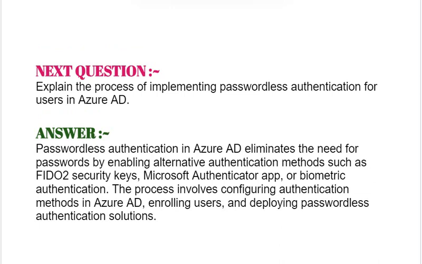Our next interview question is: explain the process of implementing passwordless authentication for users in Azure AD. Your answer should be: passwordless authentication in Azure AD eliminates the need for passwords by enabling alternative authentication methods such as FIDO2 security keys, Microsoft Authenticator app, or biometric authentication. The process involves configuring authentication methods in Azure AD, enrolling users, and deploying passwordless authentication solutions.